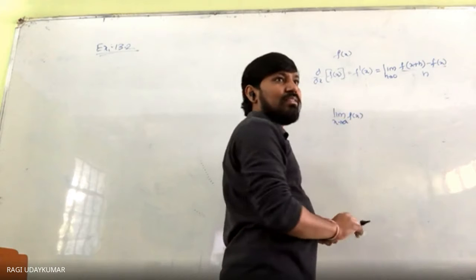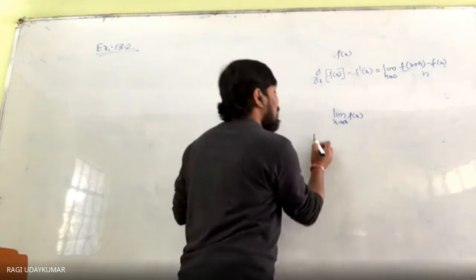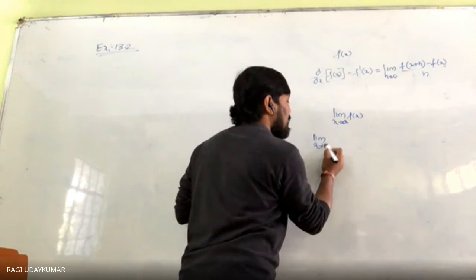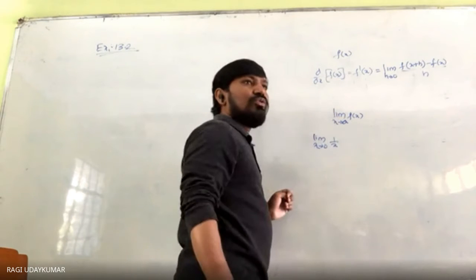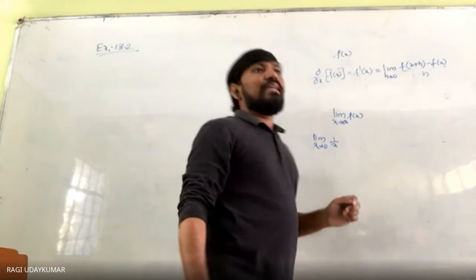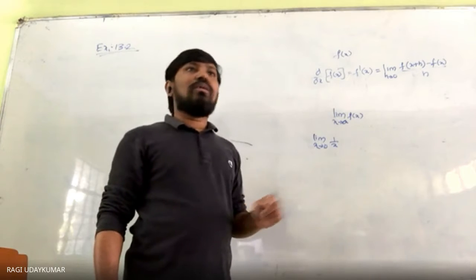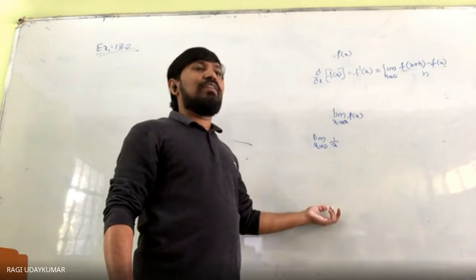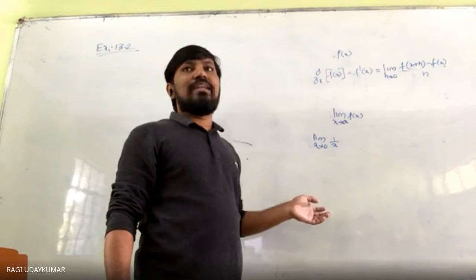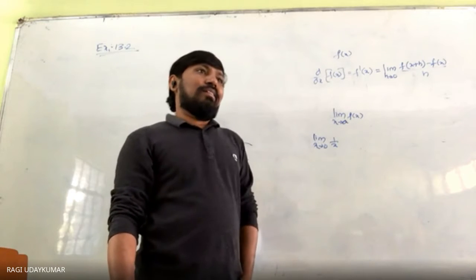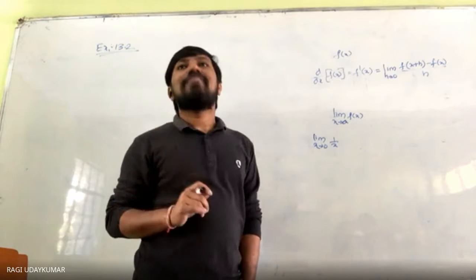Suppose, as an example, most of the students will feel that limit x tends to 0 of 1 by x, this is a common mistake done by the students. So what does this mean? They'll say 1 by 0 is undefined. No, it is not undefined. It is infinity. There is a difference between undefined and infinity.